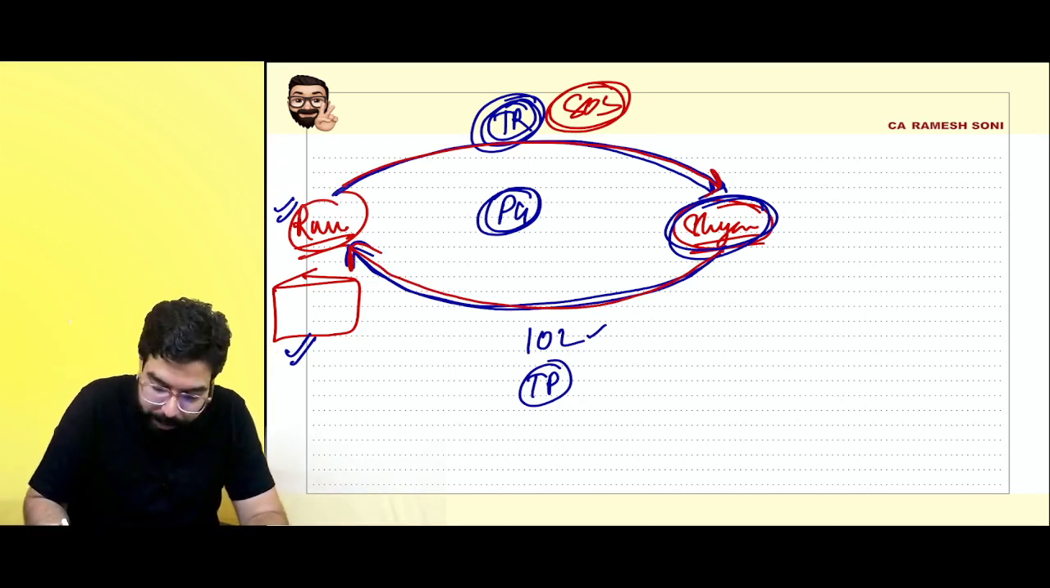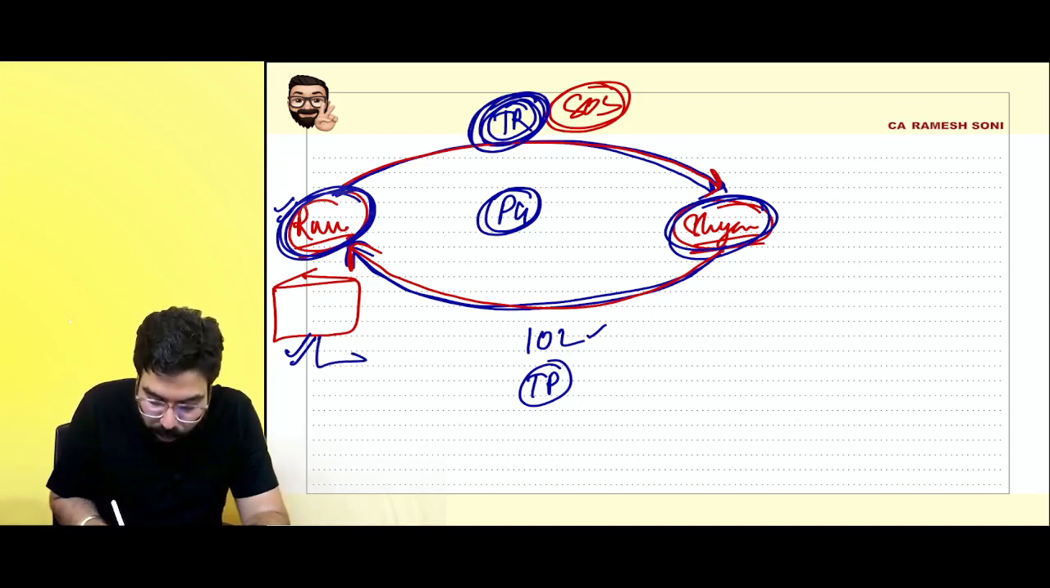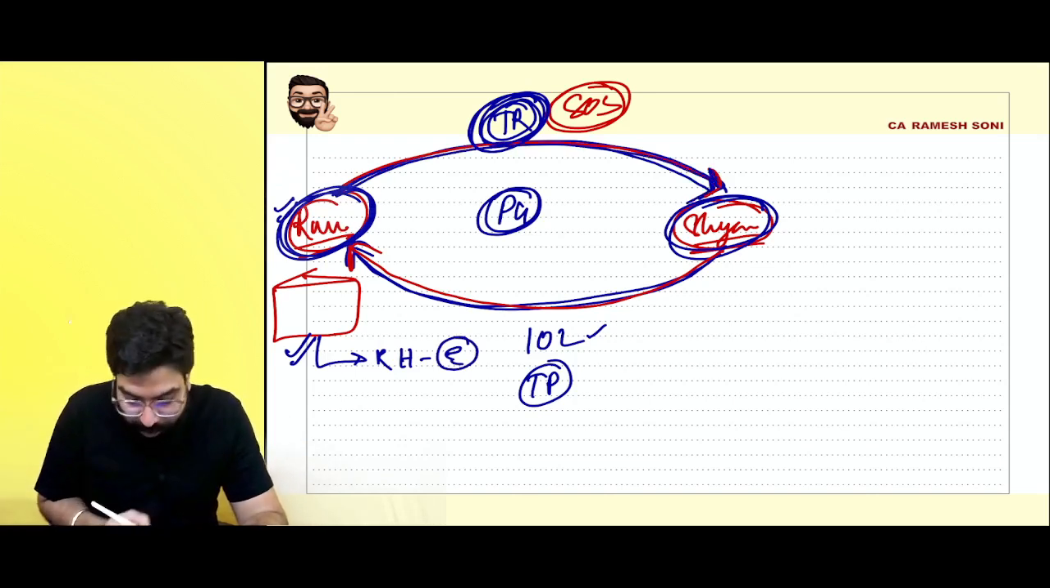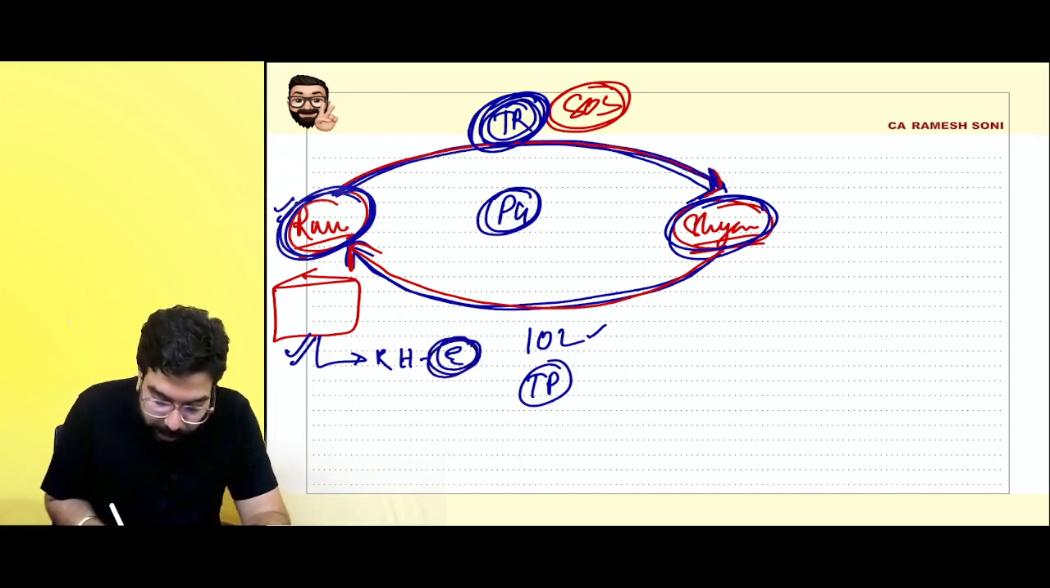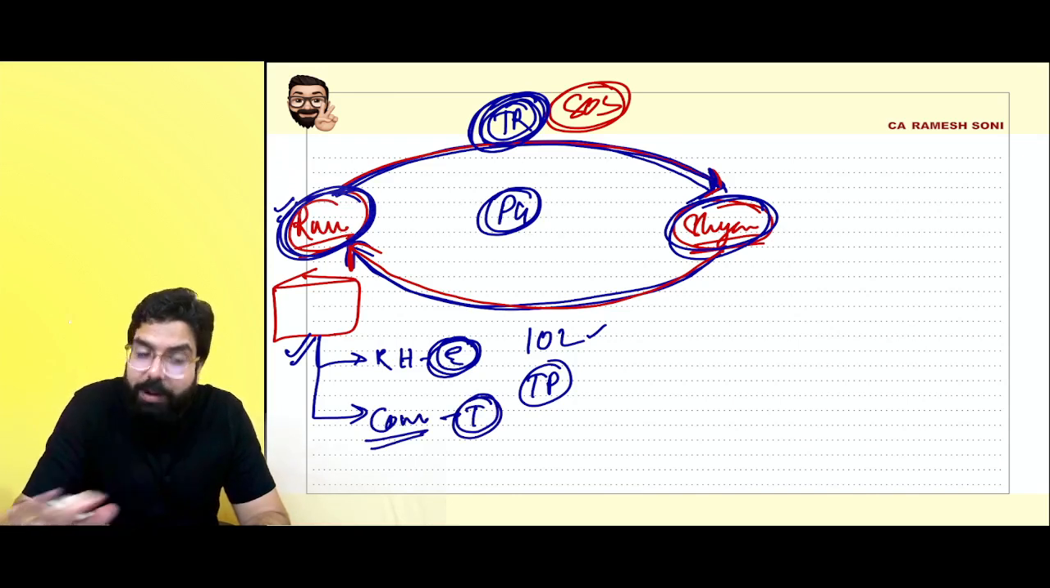But always remember, if Ram has given the tenancy right with respect to a residential house, then it shall be exempt. So when you are giving tenancy right, if it is for a residential house, it shall be exempted. But if the tenancy right is given for commercial property, always remember it shall be taxable. It will not be exempt.